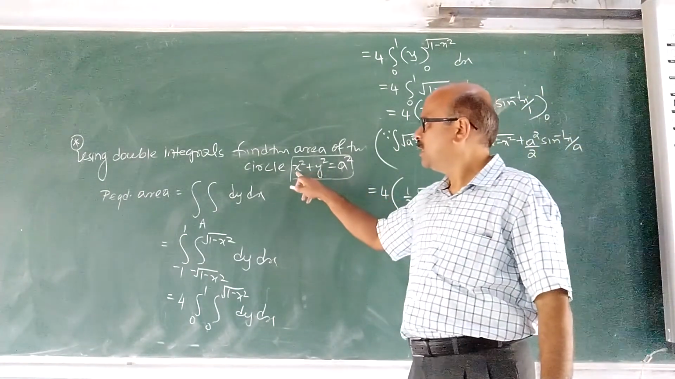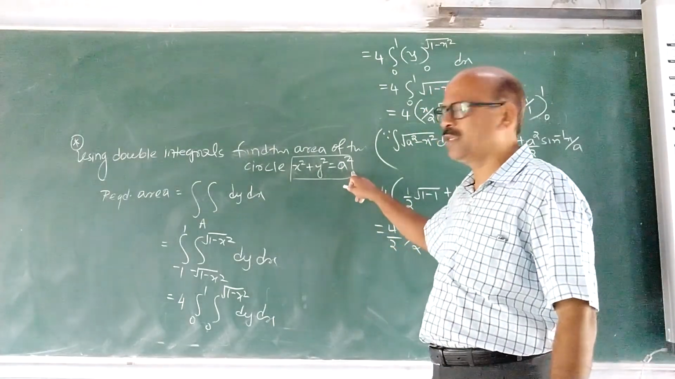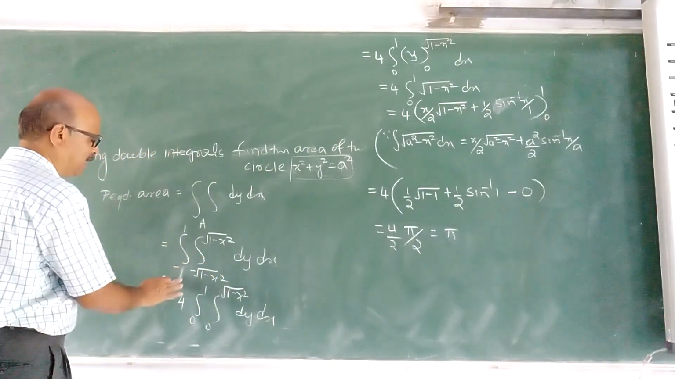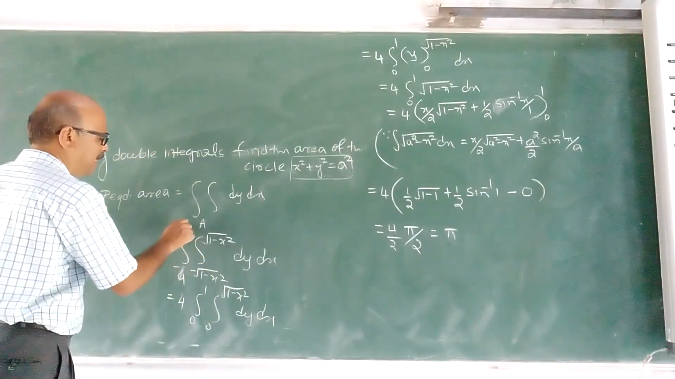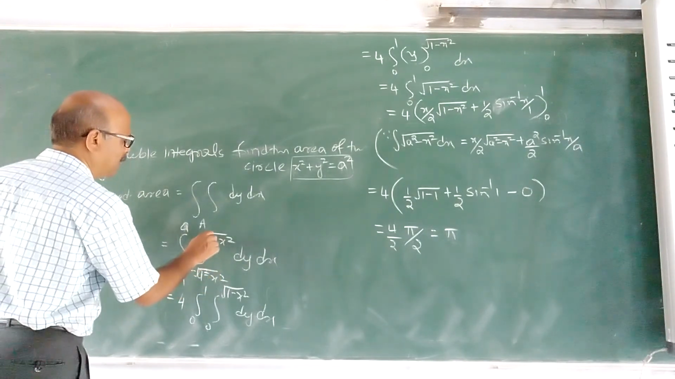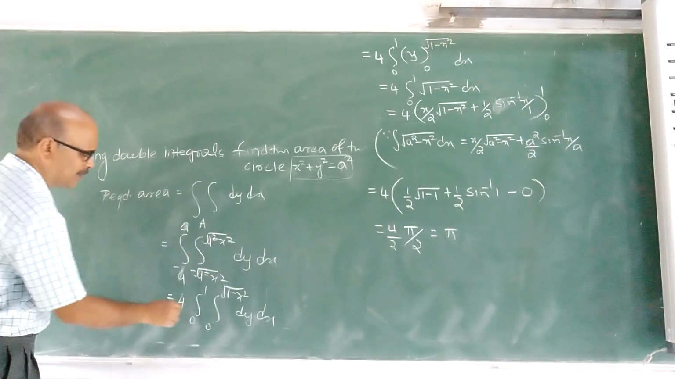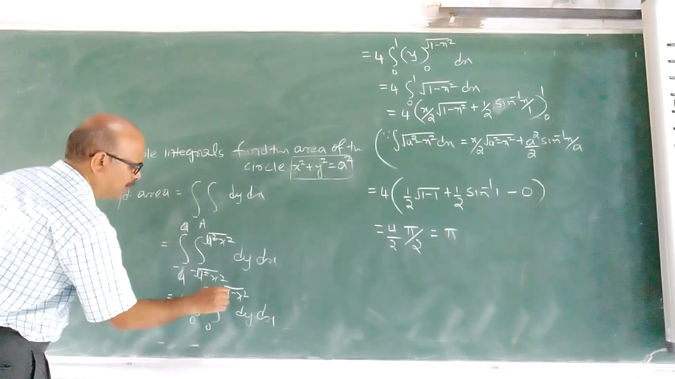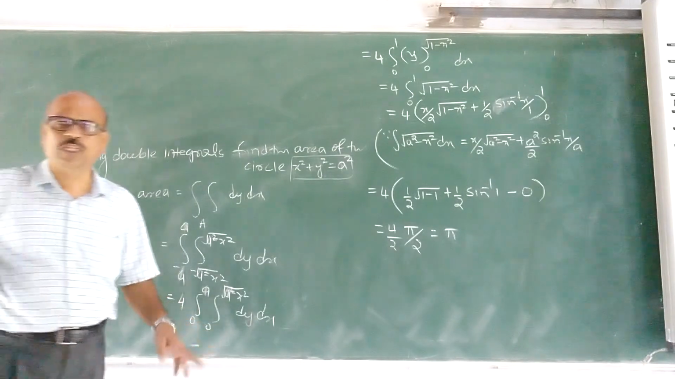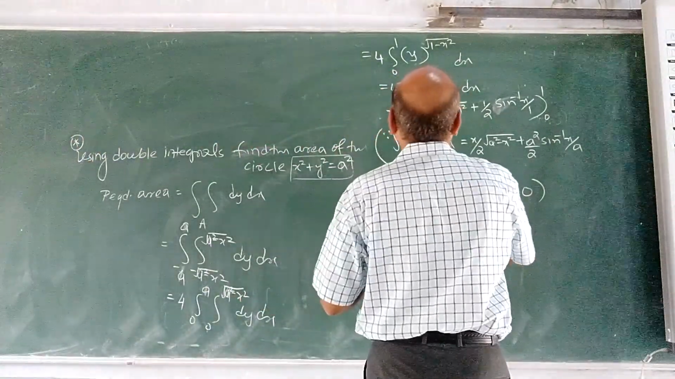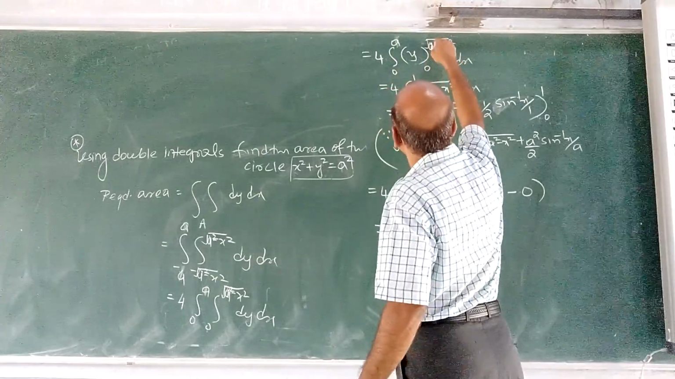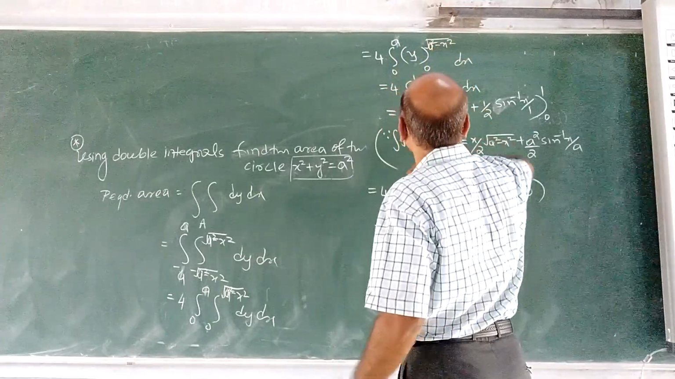Now make this: area of the circle x square plus y square is a square using double integrals. Then what is the region of integral? Minus a to a, minus root a square minus x square to plus root a square minus x square. In this problem only I make the corrections here: 0 to a, 0 to root a square minus x square.